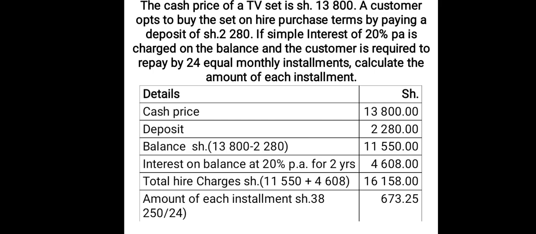4,608. Now the total installments will be 11,550 plus 4,608, which is 16,158. Divide that by the number of installments, which are 24. We get that each installment is equivalent to 673 shillings and 25 cents.